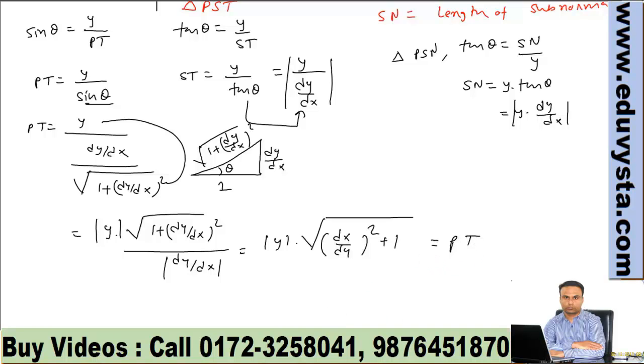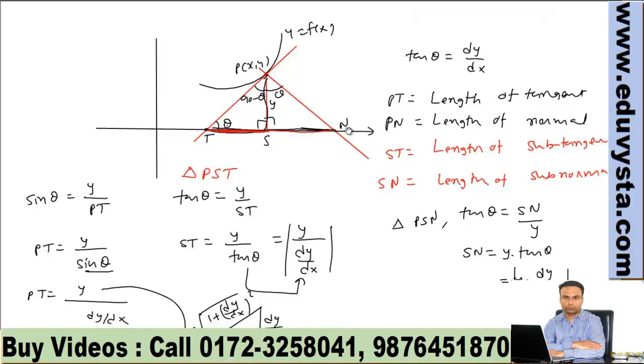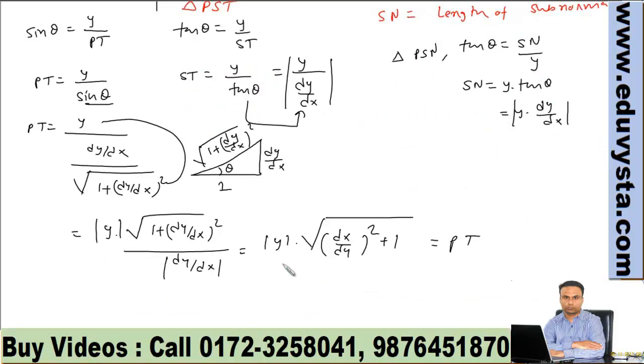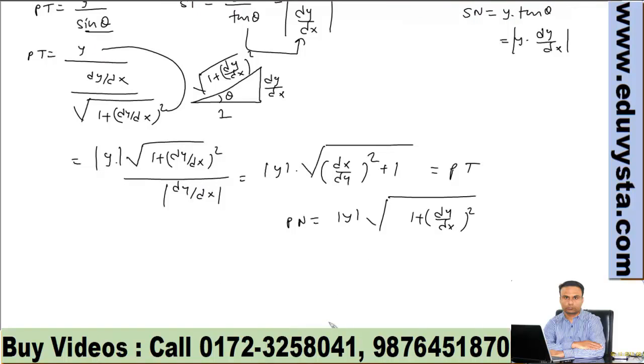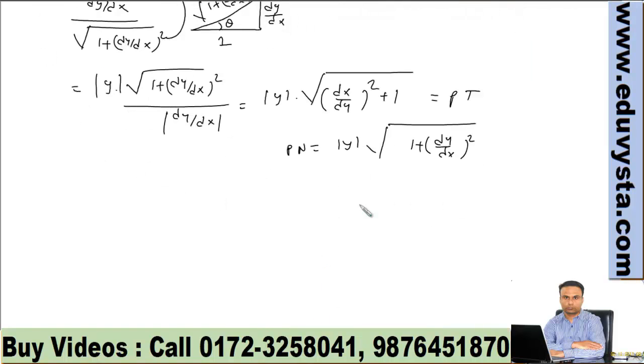Similarly, from this triangle PSN, we can get the length of normal, that is modulus of y multiplied by square root of 1 plus (dy by dx) squared. You can follow the calculations for PT. So now we have the lengths of all segments, that is tangent, normal, subtangent, subnormal, and it is simple to remember. There is one symmetry in these formulas.